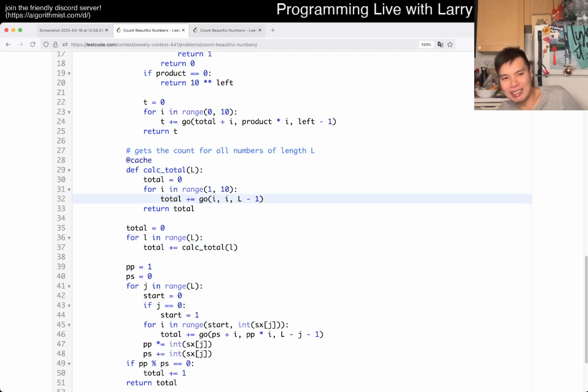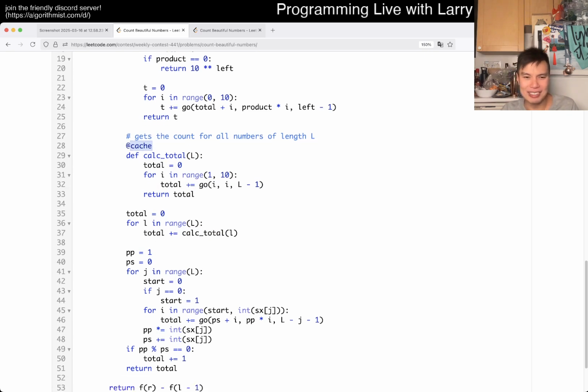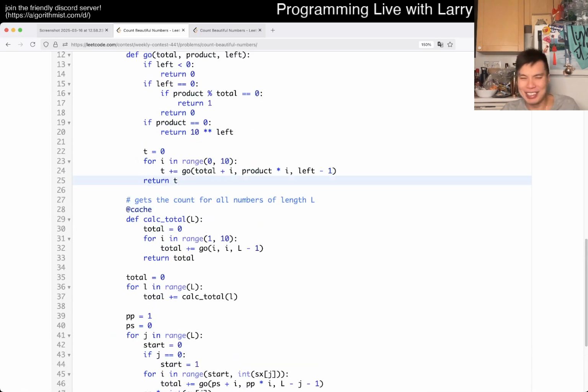So we have this thing. Honestly, I cached this, but I don't think I need to. But anyway, it's easy to just add a cache on things, and there's only at most 10 digits, so you're not really using that much memory anyway. But yeah, for that, I have total equal to 0, and then I have this function to help me. I'll go over it in a sec, but basically this just gives me the count for all the numbers of length L.